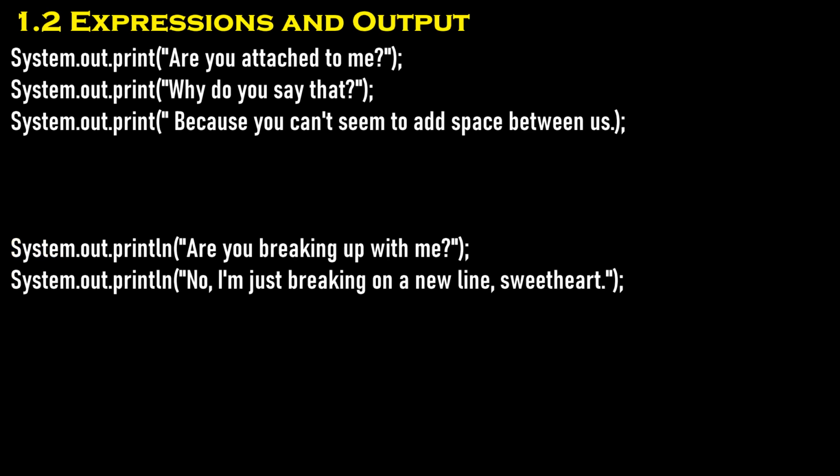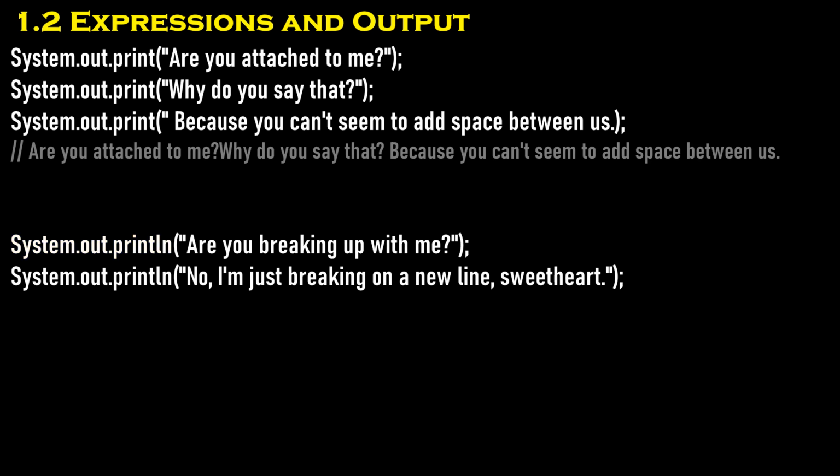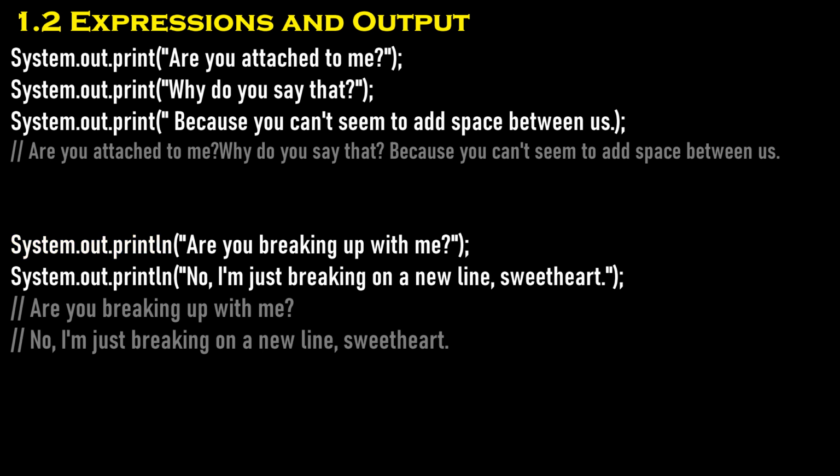To print or display information to a console, we can use System.out.print or System.out.println. The difference between these two is that print stays at the end of the current output, while println adds a new line after each output.